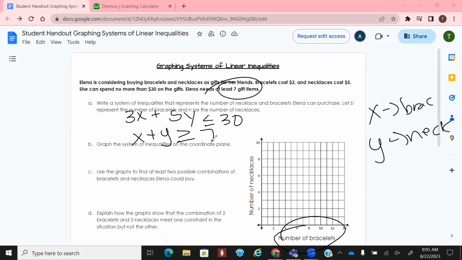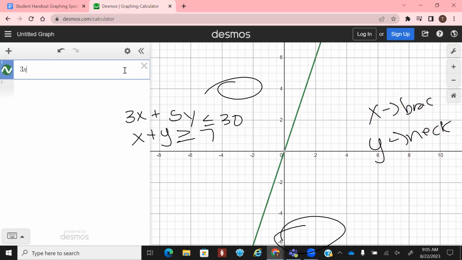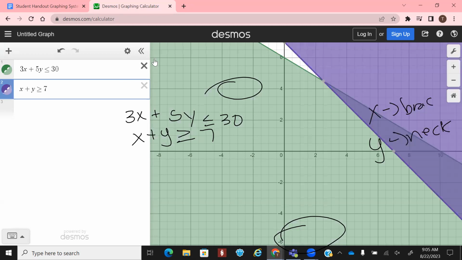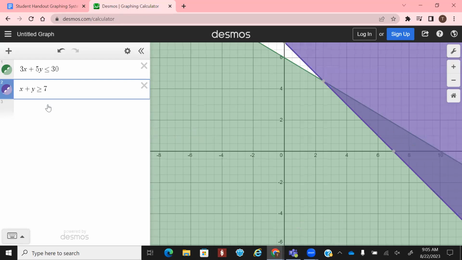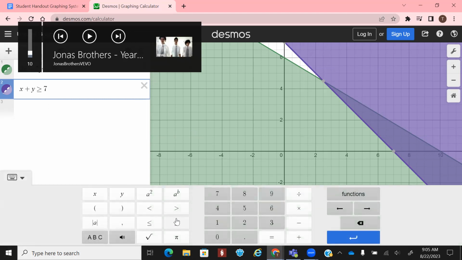Okay. So you wrote that system. Now with graphing, tomorrow you will be able to use your graphing calculator or your Desmos, but you can do this by hand. But if you did not do it by hand, this is what your graph should look like. So 3x plus 5y is greater than or equal to 30. And then x plus y is greater than or equal to 7. Once you type the inequality, if you hit equals, it puts the line underneath. If you want to just go into the little keyboard and do it that way, you can too.